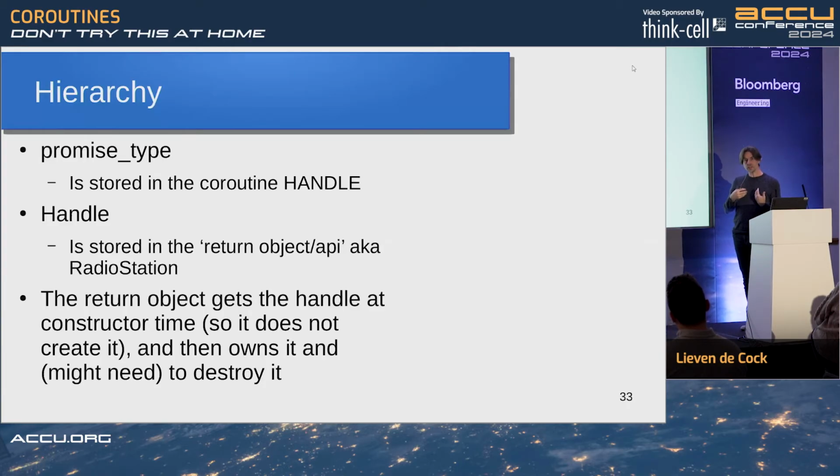So our class radio station is not going to create that handle. No, it's going to get the handle when its constructor is called. And then our radio station is going to own, typically it will own that handle and it will destroy it at the appropriate time. And we already identified that our radio station class should have a destructor, so that's most probably the appropriate place to destroy that handle.